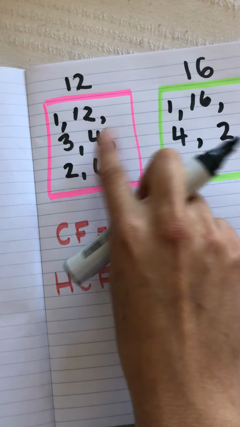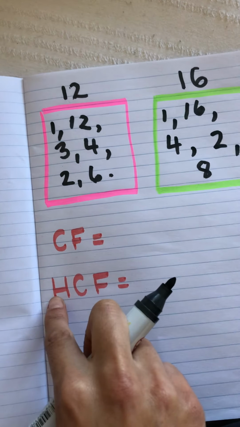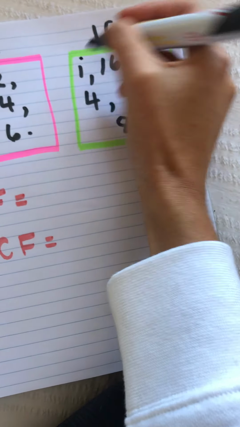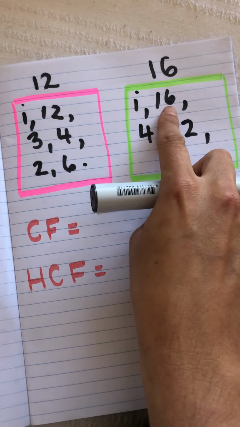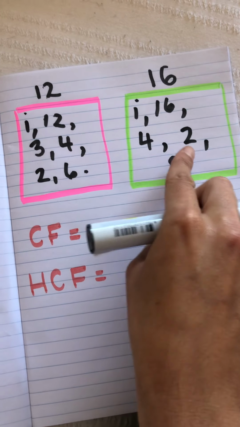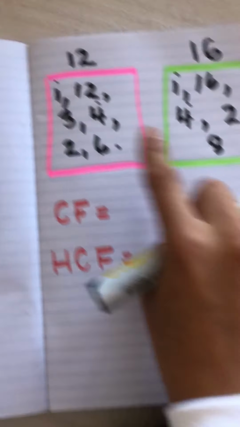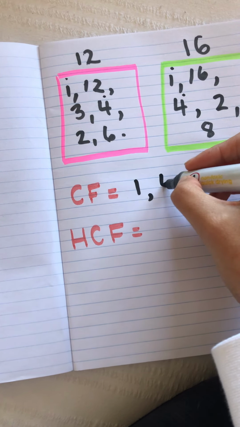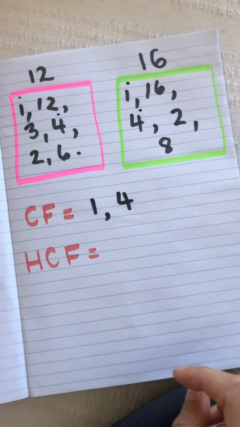Now, if I have a look at both of these, what common factors can I have? What one is in both of them? So if I have a look here, I'm going to put a dot above 1. I've got 1 is a factor for both. 12 is only in this box, it's not in this one. 16, 3, and 4. So my common factors for both of them are going to be 1 and 4. There's no other factor that is common between the two of these numbers.